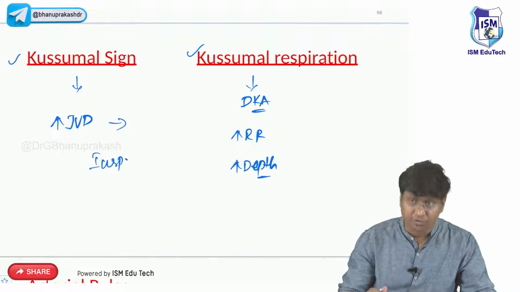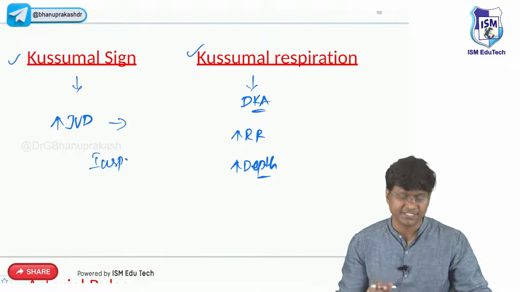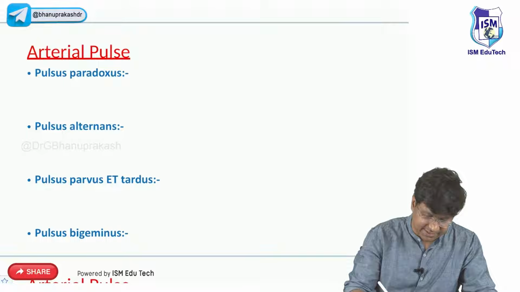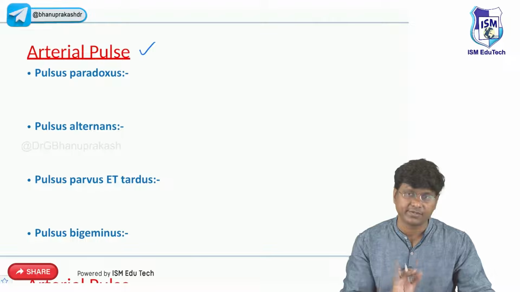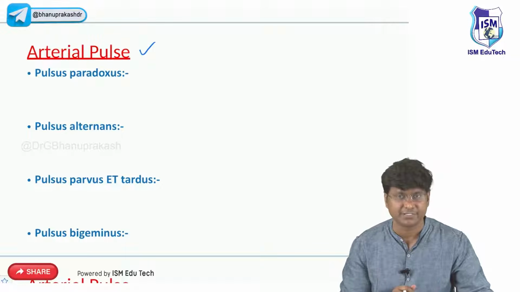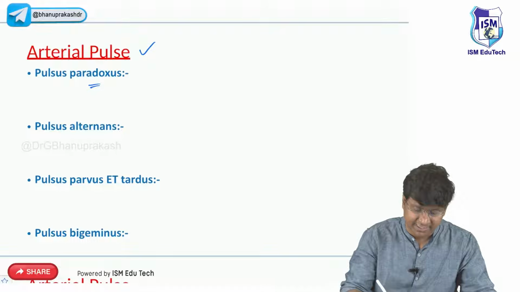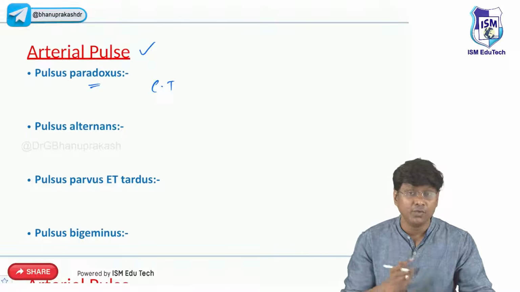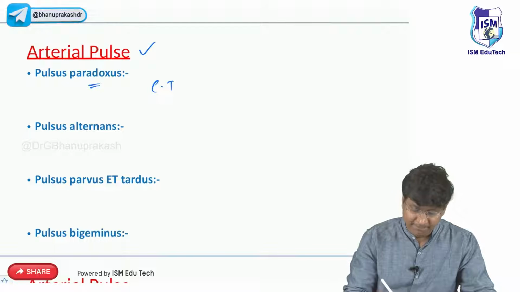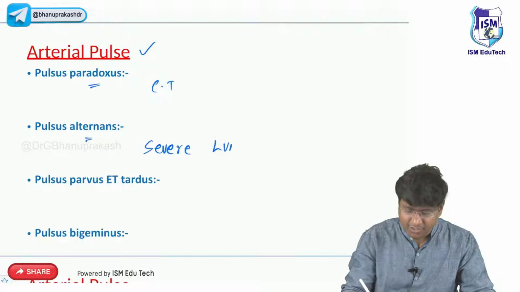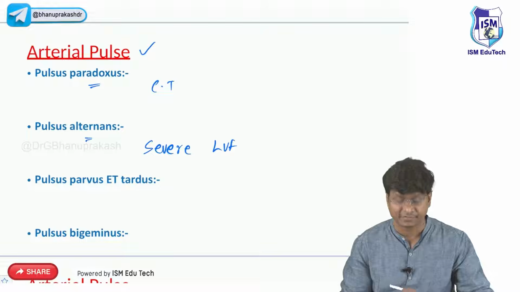Followed by the discussion of the JVP, the next important basic topic is the arterial pulse. In the arterial pulse, the common area where questions will be asked is about the abnormal characters of the pulse. The conditions where you have pulsus paradoxus: you see that in patients with cardiac tamponade, where there is a fall in systolic blood pressure of more than 10 millimeters of mercury during inspiration, which is called pulsus paradoxus. Pulsus alternans, where you have alternating strong and weak pulse, is seen in severe left ventricular failure.